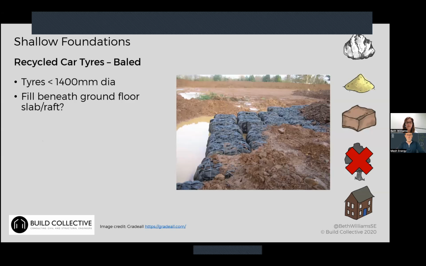And then similarly here, which is more common, I think, in the States, is using baled car tires as a ballast and fill material to build up site levels. I think they have used that in this country a little bit, but, again, because of the waste classification criteria, it's become less popular. Yeah, so that's something to think about.